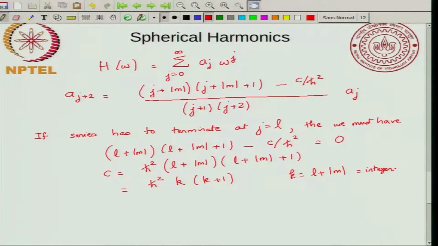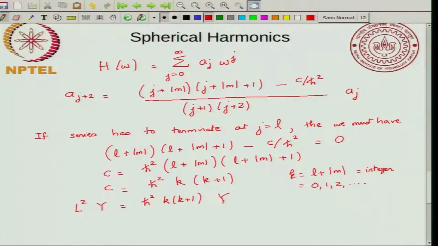And you know, when you wrote the series, L can be anything from 0, 1, 2, 3, etc. So absolute value of m has to be 0, 1, 2, etc. So L plus m will go from 0, 1, 2, etc. Okay. So we got that. So this is the eigenvalue of L square. So what you can say is that L square Y is equal to h cross square k plus 1, where k is some integer.